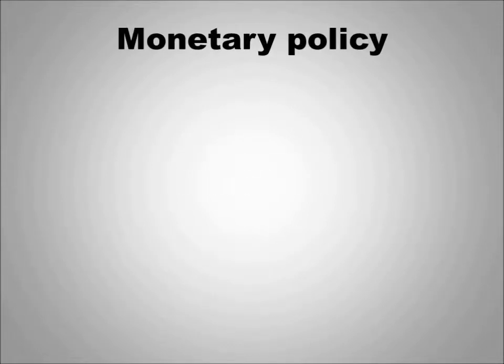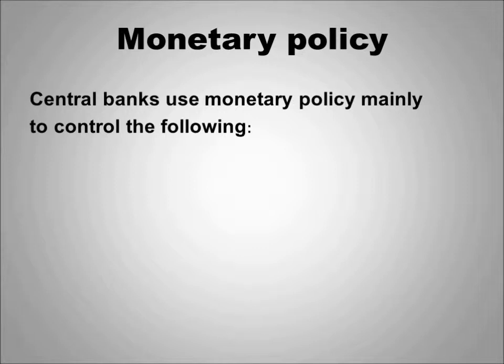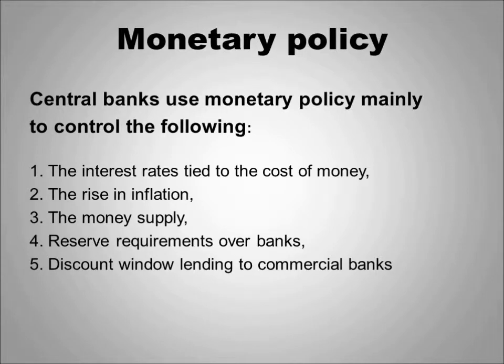Okay, so now let's talk about monetary policy. It works like this. Central banks use monetary policy mainly to control interest rates that are tied to the cost of money, the rate of inflation, the money supply, and also reserve requirements over banks and discount windows lending to commercial banks. So as we can see, many central banks use monetary policies to keep their economies stable.